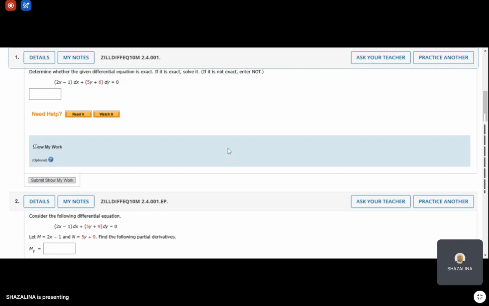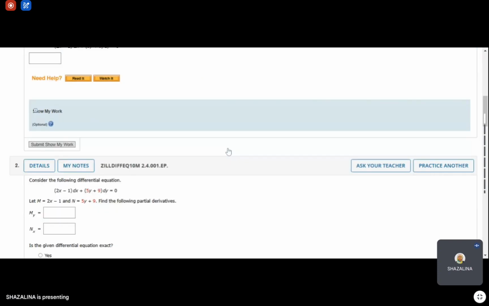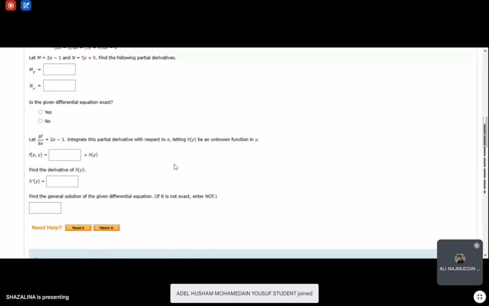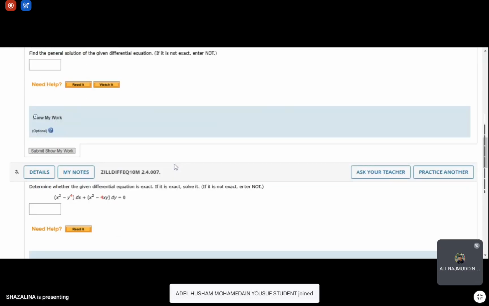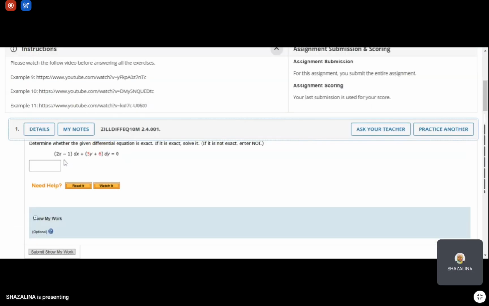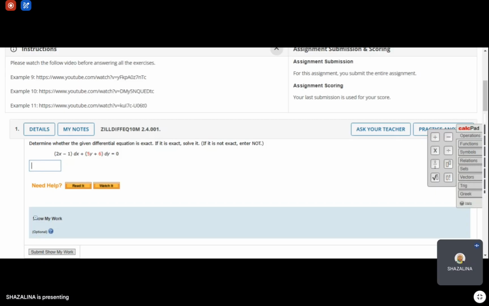Where does it not show up? Pop up. Okay, can you understand? Have you tried using this? For the first one, just determine. If it is not exact, enter NOT, meaning put NOT here.